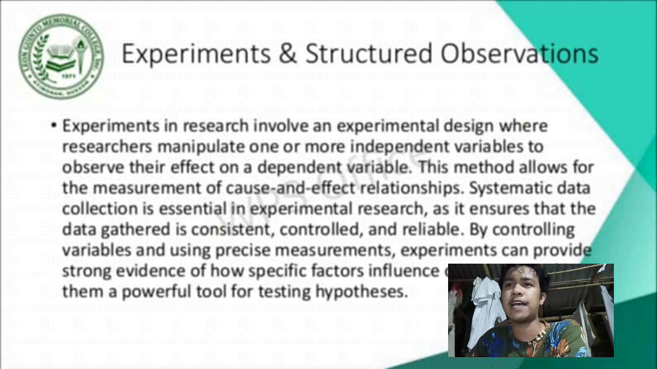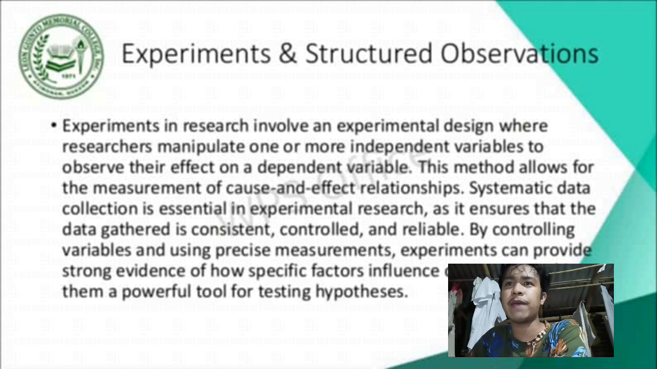Experiments are powerful because they allow researchers to measure exactly how one factor influences another, which is great for testing hypotheses. But to get reliable results, it's important to collect data in a systematic and controlled way. This ensures that the experiment is consistent and that any changes are due to the manipulation of the independent variable, not something else. By controlling all variables and using precise measurements, experiments provide strong objective evidence that can prove or disprove a theory.